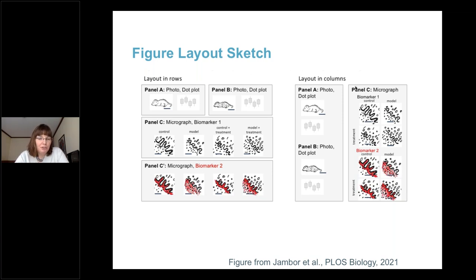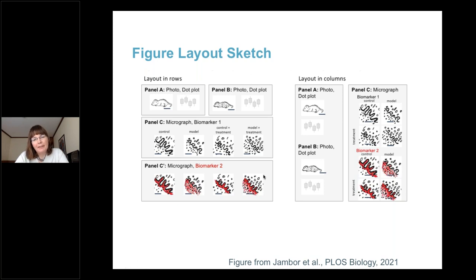So there are two different ways that I could lay out this figure. The first would be to do a layout in rows, and I might have panels A and B with the photograph and the dot plot or box plot next to each other. And then the panel C with the two different biomarkers below. And I might have one row for biomarker one and a second row for biomarker two.